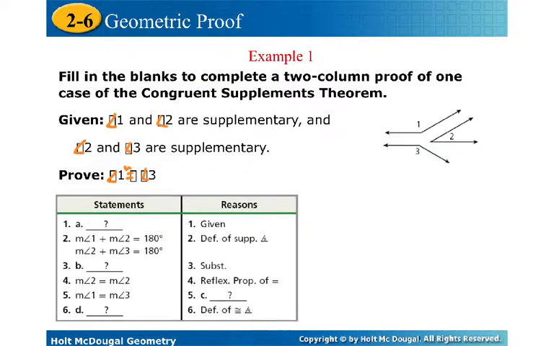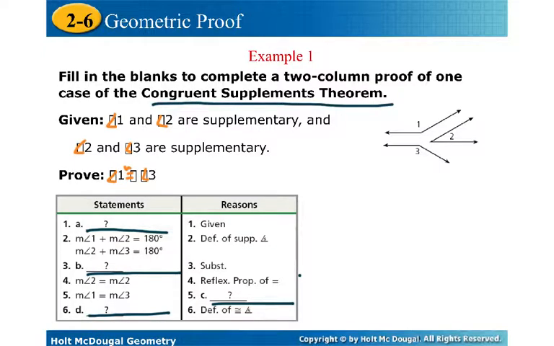All right, so we have two examples here that we're going to go through, and you can see here on this one, this is actually very much what the book will look like, because they, of course, don't want you to write in the book. So technically we've got a space here we're filling out, a space here, here, and here that we're going to fill in. So we're going to fill in the blanks to complete a two-column proof of one case of the congruent supplements theorem. So we are proving this theorem.